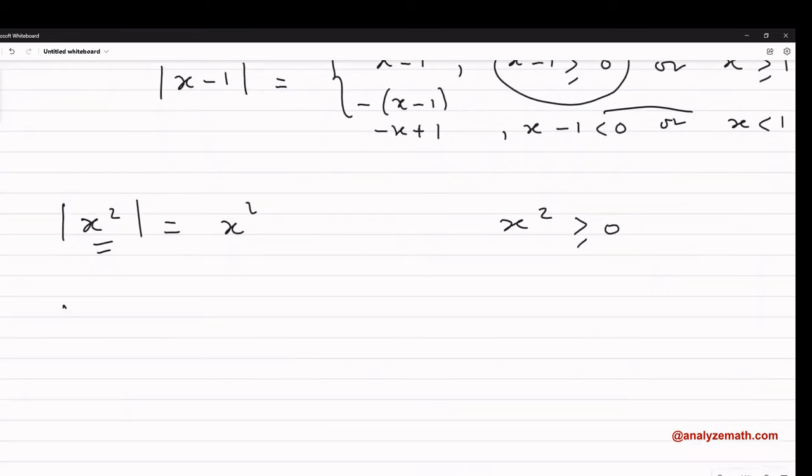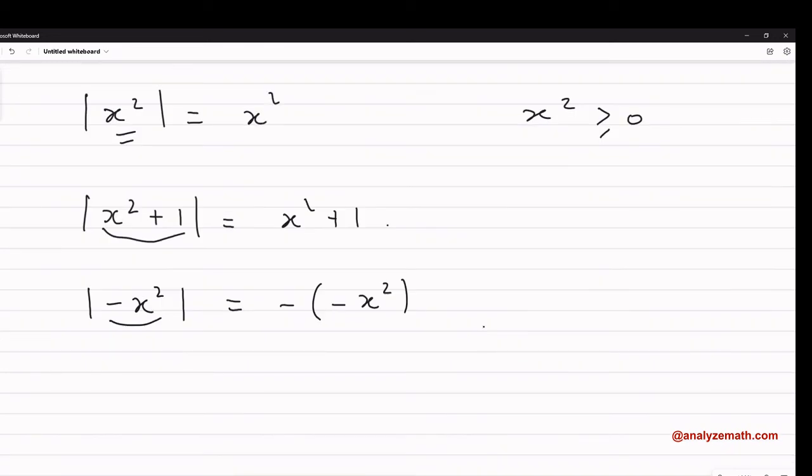Now let's simplify more examples, more expressions. How about the absolute value of x squared plus 1? This can be written without absolute value. Why? Because this is always positive, so it's x squared plus 1. I am using the definition: negative x squared is either negative or 0, so I put a minus sign here with the minus x squared, and that gives me x squared.